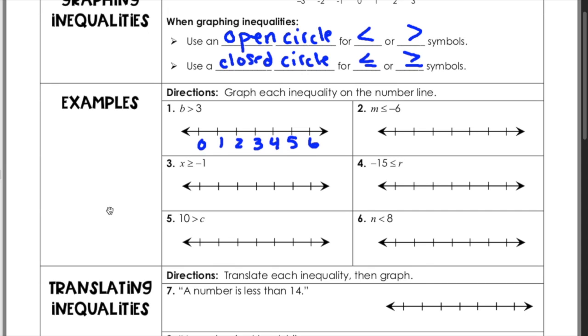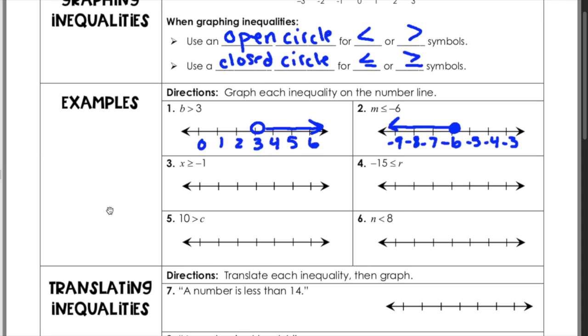So if b is greater than 3, I'm going to have an open circle because it does not include the number 3, and I'm going to draw my arrow to the right because those are all of the numbers that are greater than 3. If I'm looking at number 2, it's n is less than or equal to -6. So I'm going to put -6 in the middle, and we'll just say this is -7, -8, -9. This is -5, -4, -3. Notice my smaller numbers are to the left and my bigger numbers are to the right. Well, it's less than or equal to, so that means that it can equal -6. So we're going to close the circle, and all of the numbers that are less than -6 are to the left. So my arrow goes to the left.